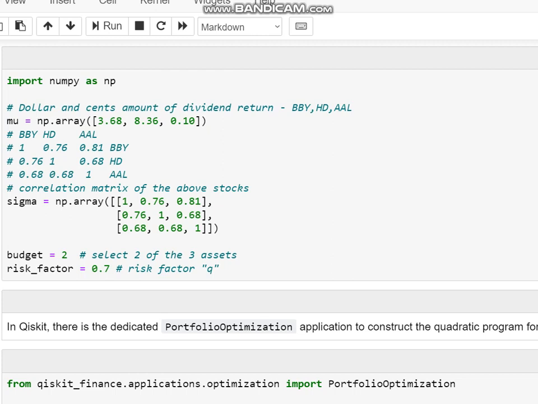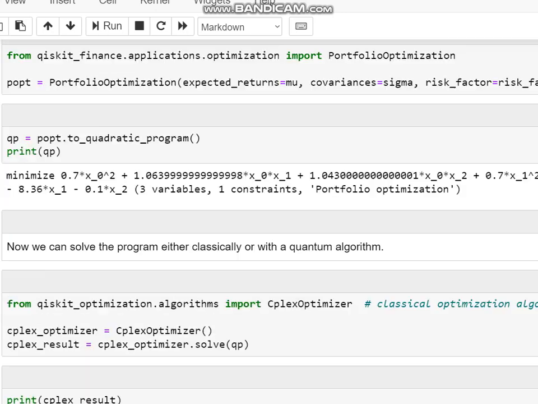Then you set your budget, which is 2. Select 2 of the 3 assets. So you can imagine, once you've got this correlation matrix and the dividend returns of all 30 Dow Jones stocks, then you can say, I want you to pick me 5 out of the 30 stocks, the best 5 that I should buy. Then you've got a risk factor, which is like 70%, slightly higher risk. You could change that to 50%, or even low risk, 25%, depending on how much risk you want to take. And this is where the power of it comes in.